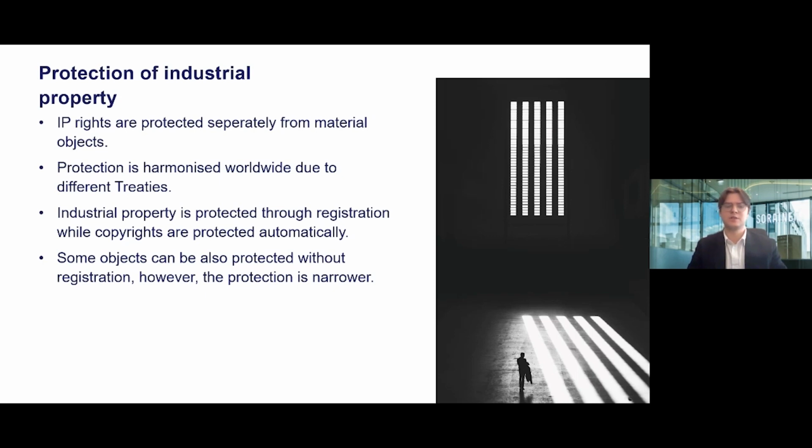And the main difference between industrial property and protection of copyrights is the fact that copyrights are granted automatically from the moment of creation of the work, while for industrial property, this protection is acquired through registration. And as you can see, for some objects, specifically for trademarks and designs, this protection can be acquired also without registration. However, the protection is much narrower.